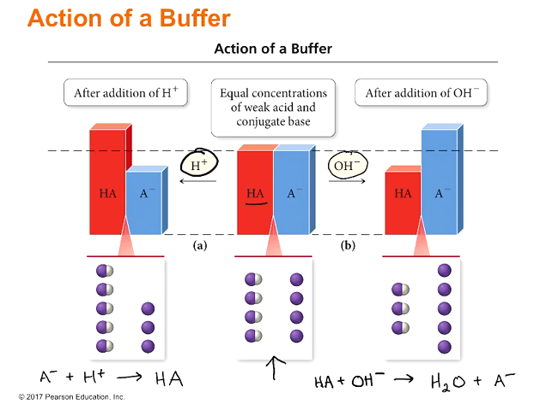So we need to figure out what these new concentrations of acid and conjugate base are after we add an acid or after we add a base. And then once we know those concentrations, we could use, for instance, the Henderson-Hasselbalch equation and determine the pH of the solution.